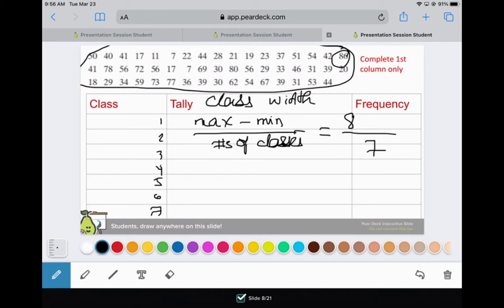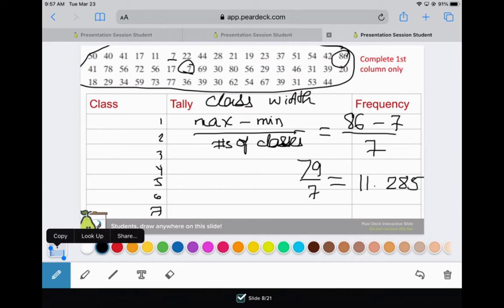Thank you, Francisco. So 86 minus the lowest value, which is 7. It doesn't matter, I just need the lowest, which is 7. That's all I need to know. So I will have 86 minus 7, which gives you 79, divided by 7. That would give you 11.285.